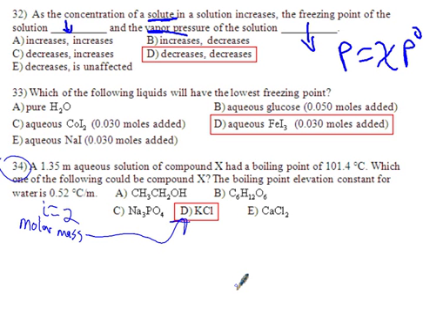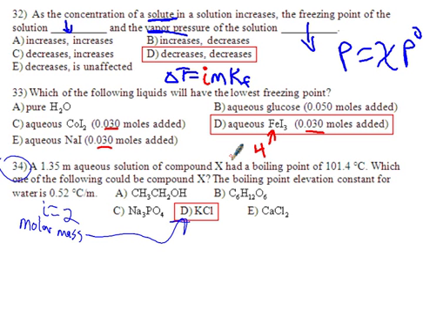33, which of the following have the lowest freezing point? Well, this is what we were just talking about. When you have a solution, the temperature changes based on the Van't Hoff factor. These are all the same molarity, 0.3, 0.3, 0.3, but D would probably have a Van't Hoff factor close to 4. And so that one would have the greatest delta T because it would have 4 ions or 4 particles.